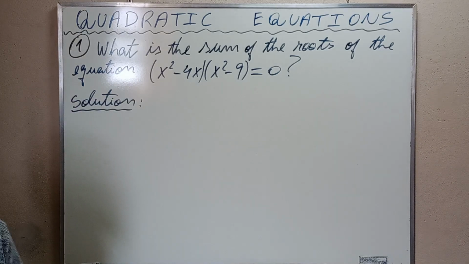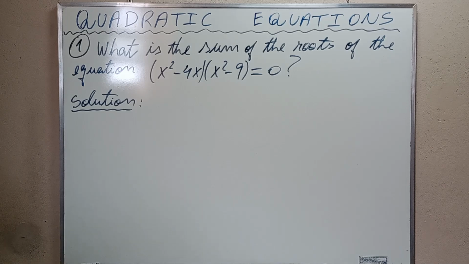Exercise 1 asks us, what is the sum of the roots of the equation (x squared minus 4x) times (x squared minus 9) equal to 0. Okay, my friends, this is the exercise. Let's go to the solution.